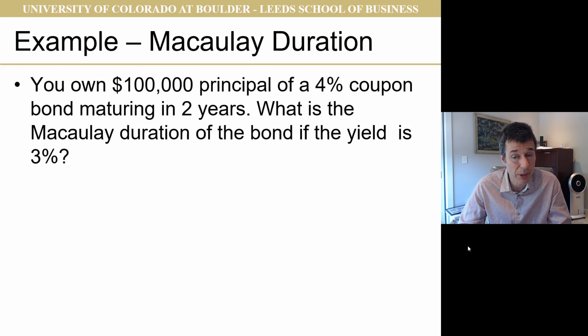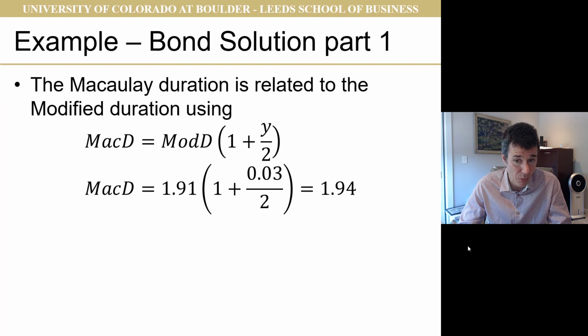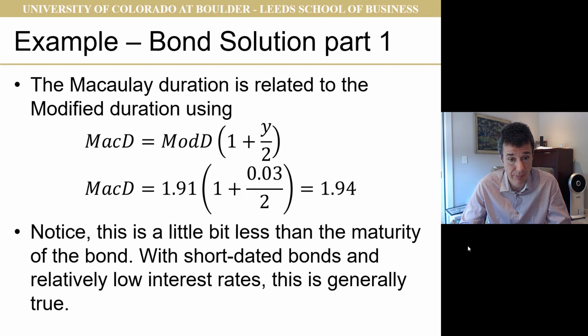We own $100,000 principal of a 4% coupon bond maturing in 2 years. What is the Macaulay duration of this bond if the yield is 3%? Well, given that we just calculated the modified duration, we can adjust it to find the Macaulay duration, 1.91 from the previous example, times 1 plus 0.03 divided by 2, or 1.94. So we receive the average present value in 1.94 years. It's a little bit less than the maturity of the bond.